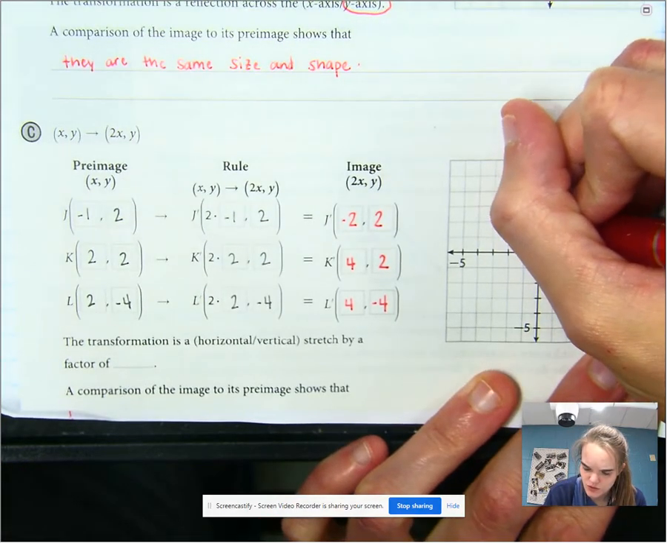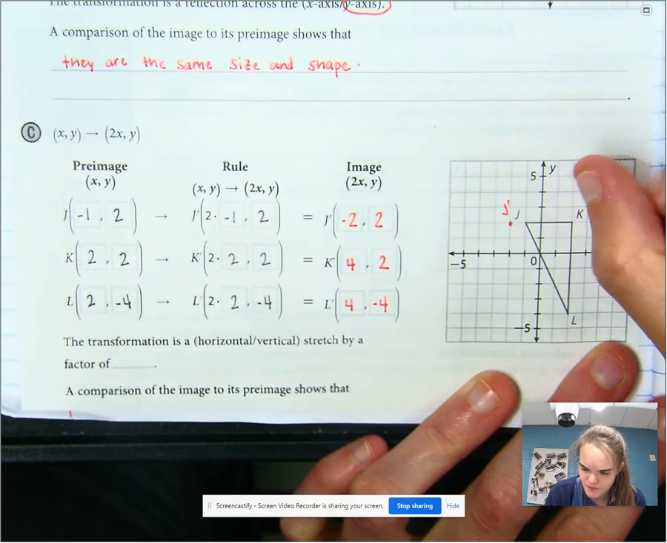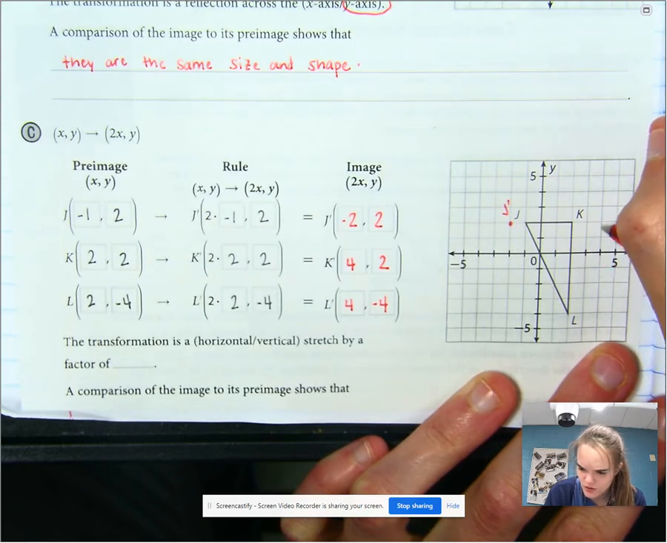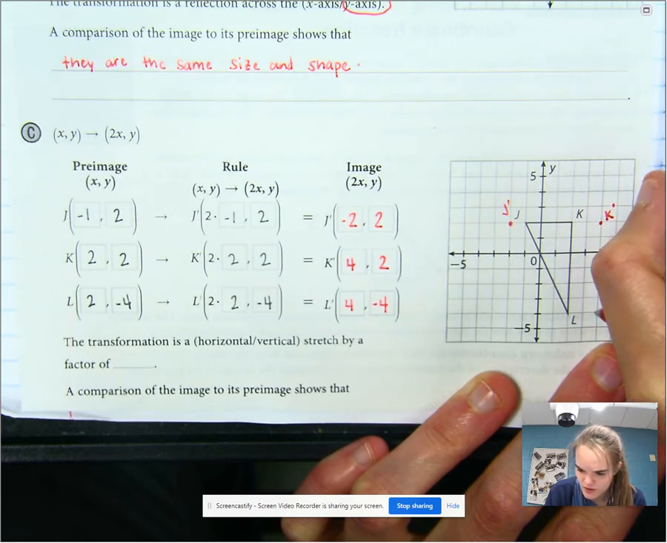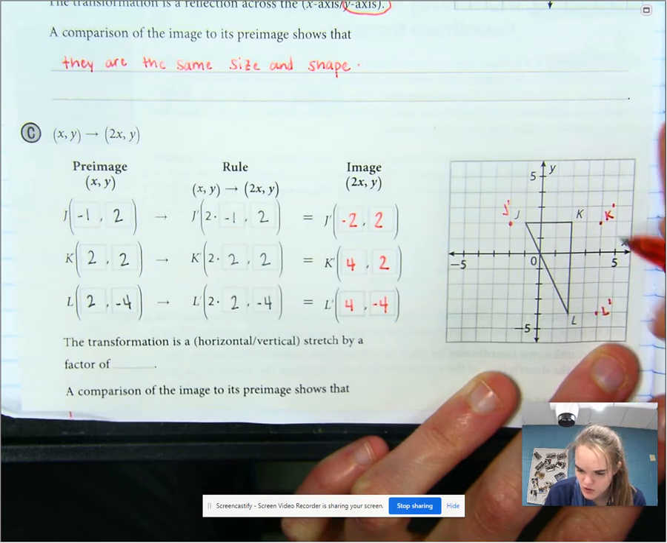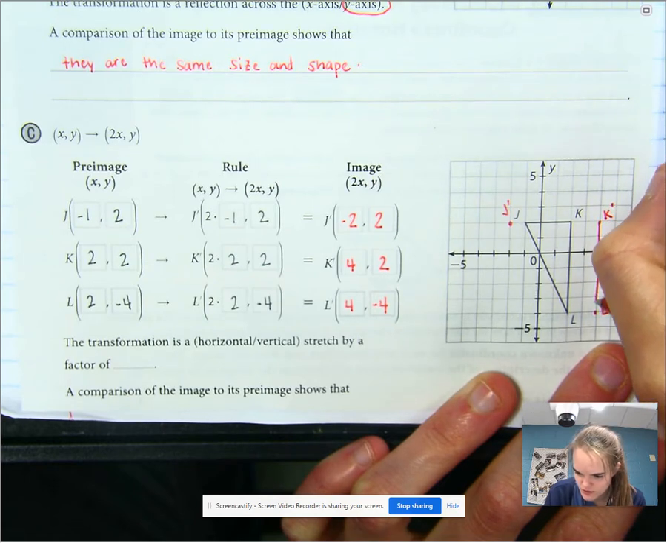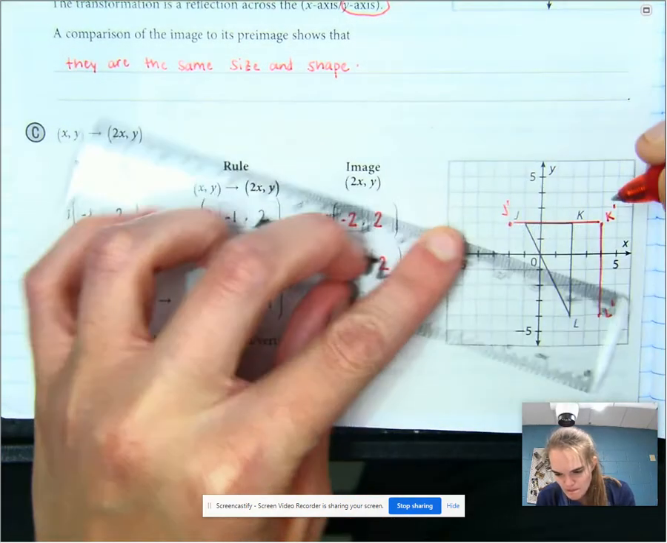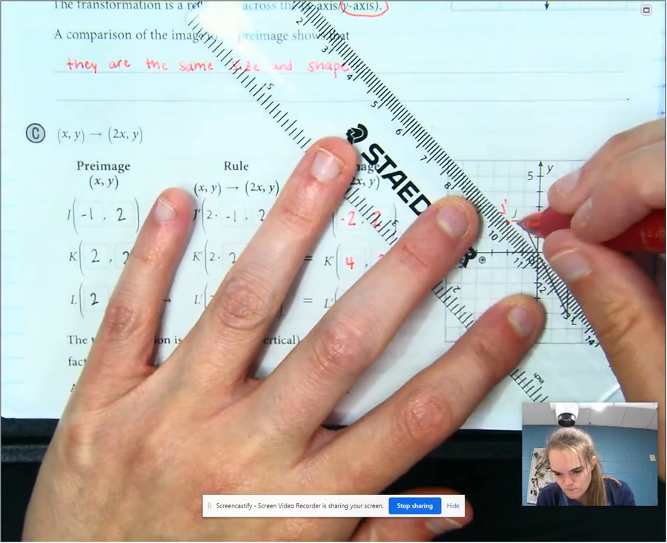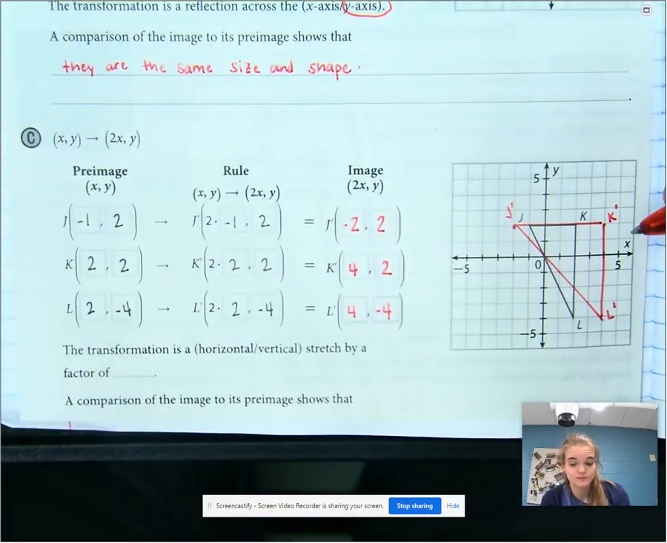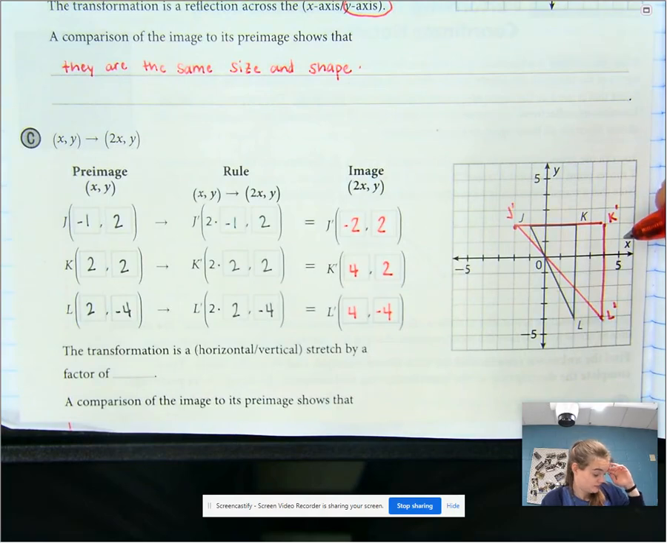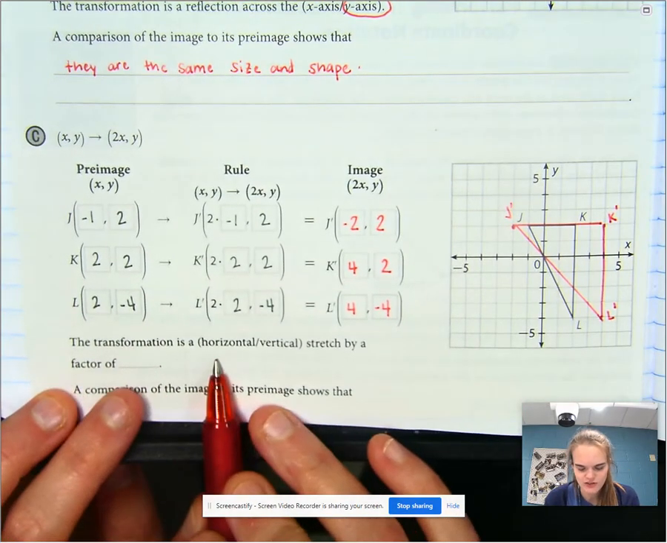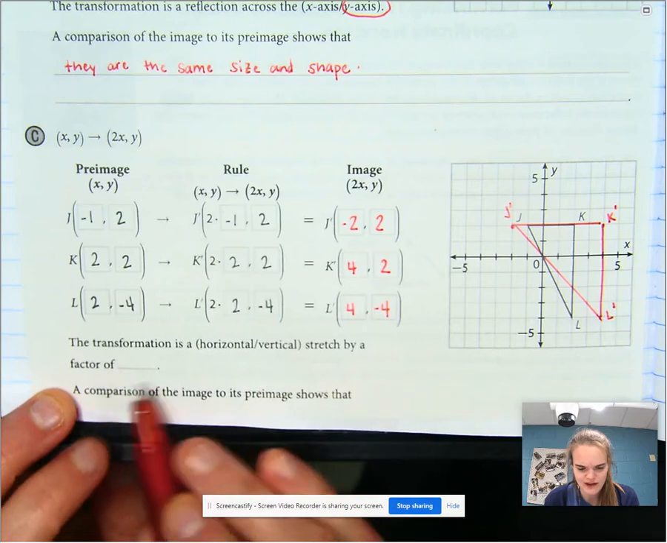Now we're going to regraph it. -2, 2, J prime, 4, 2, K prime, and 4, -4, L prime. Use your straight edge to graph. Now we're going to decide what happened. It says the transformation is either a horizontal or vertical stretch by a factor of blank.